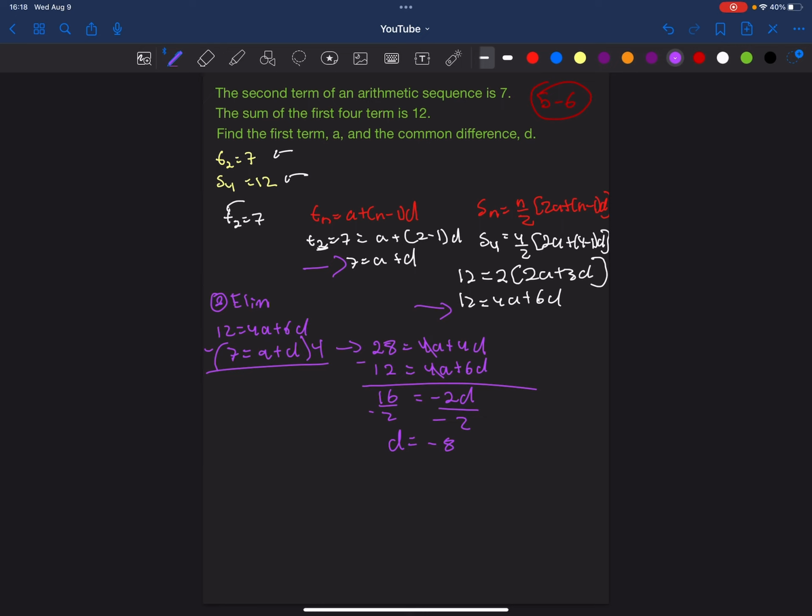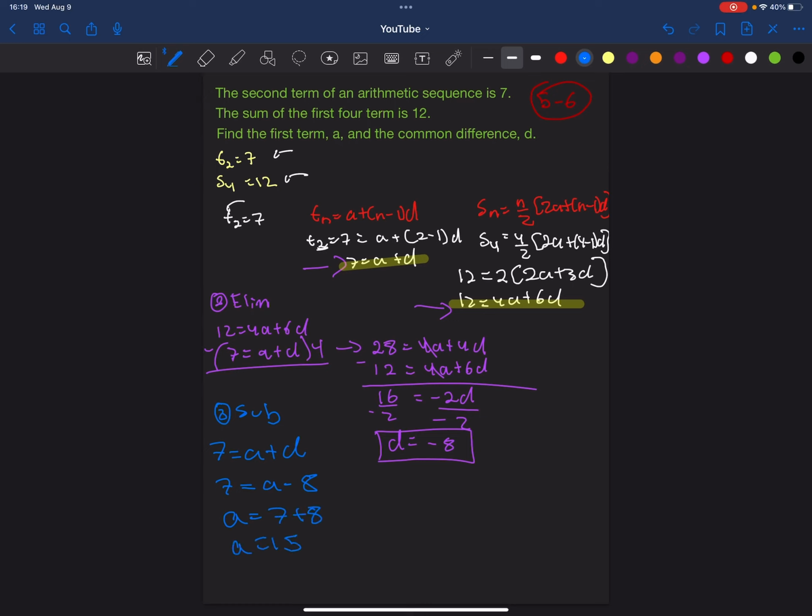Now that we know the value of d, right, we're going to substitute the value of d into either this equation or this equation. It doesn't matter which one you choose. But I'm going to choose 7 is equal to a plus d. So third step is substitution. So if 7 is equal to a plus d, 7 is going to be equal to a minus 8. Then a is going to be equal to 7 plus 8, which is equal to 15.